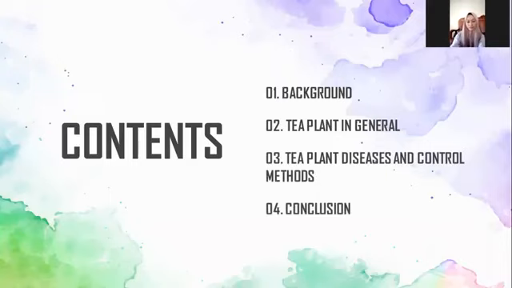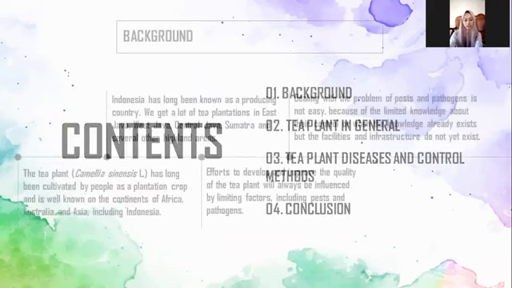Next, the topics that we will discuss are: the first one is background, the second one is tea plants in general, the third is tea plant disease and control methods, and the last is conclusion. Next.